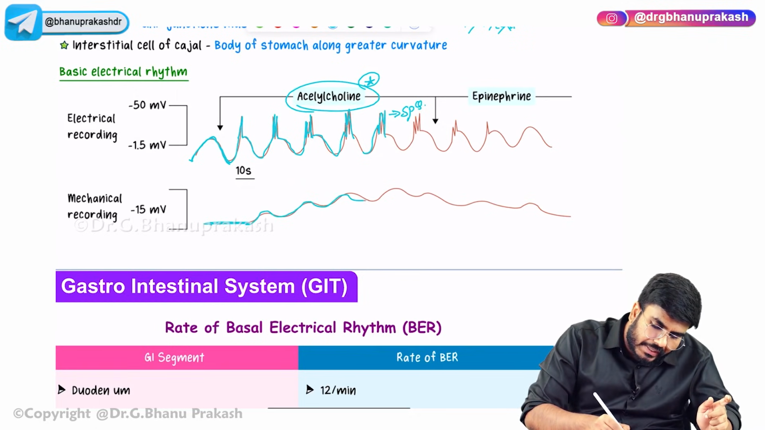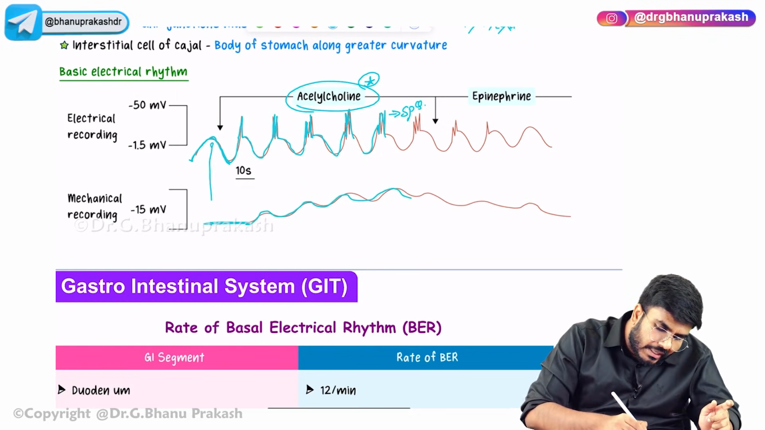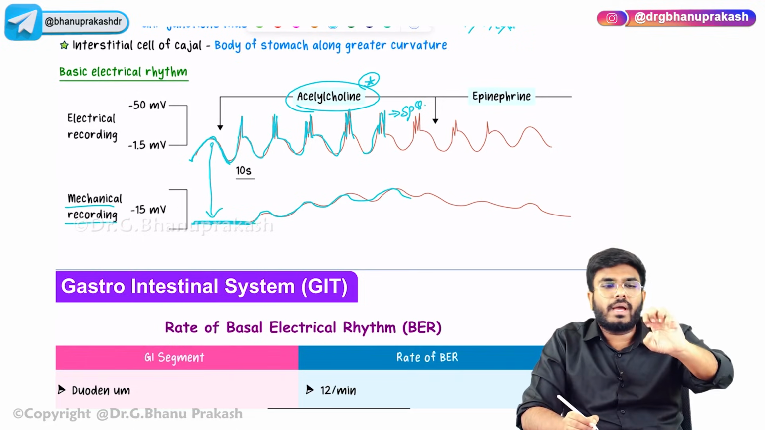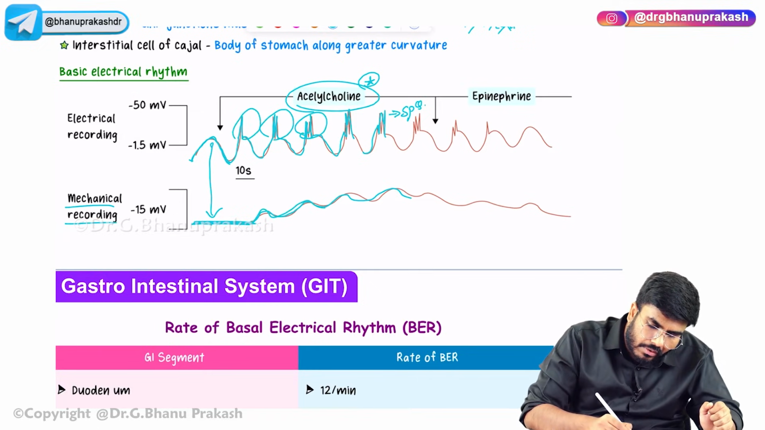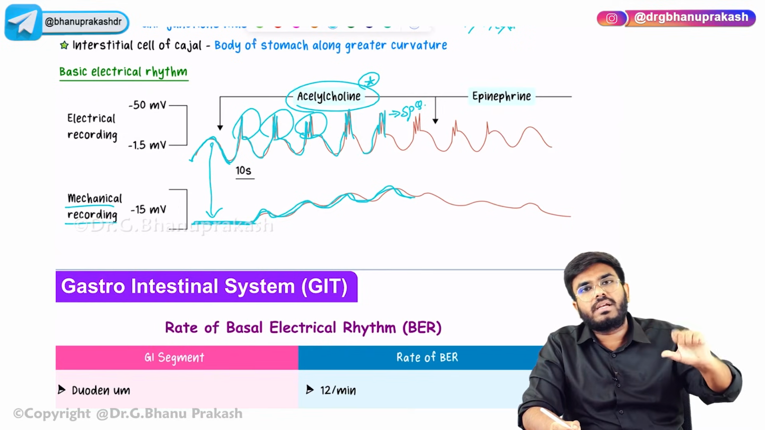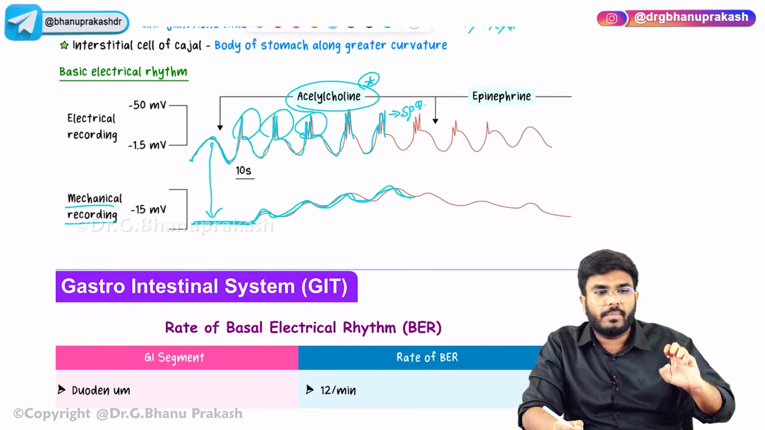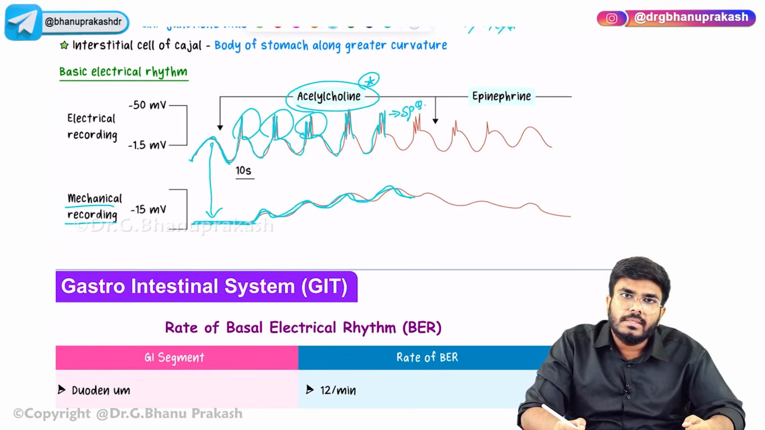Whenever spike potentials are coming, now look at the mechanical recording. Now your GIT is contracting. Initially, during the basal electrical rhythm, there is no mechanical contraction. But when you have the spike potentials, your GIT contractions are happening and the mechanical recording is coming. The more the number of spikes, the more powerful the contractions.